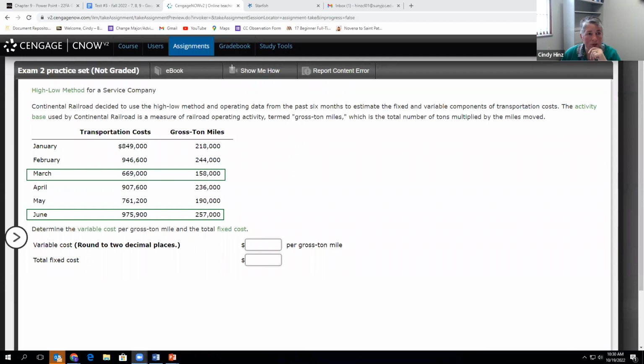So we'll start with the slope, which, as I described it in class, the slope is the variable cost per unit. And that's going to be the change in total cost. So from the high to the low point, $975,900 minus $669,000. So the change in total cost divided by the change in the total gross ton miles.